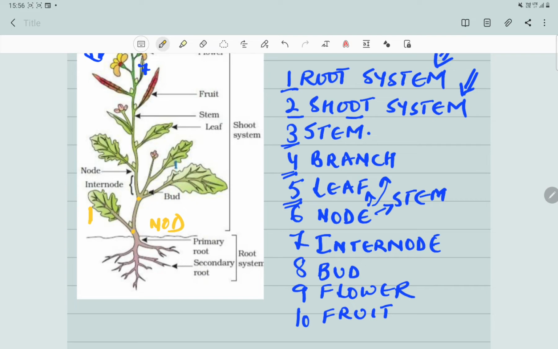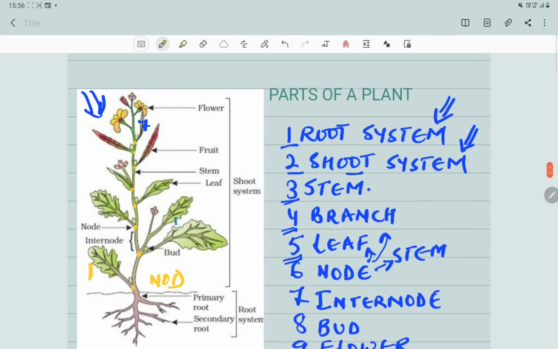And this is also a place where we got one leaf and a branch attached. So this is the second node. And this is again a third node. So a leaf is attached to the stem on a place which is called the node. And this is also a node. So is this. And so is this. Here, here. And if you scroll up, here also we have a node. There were so many nodes.